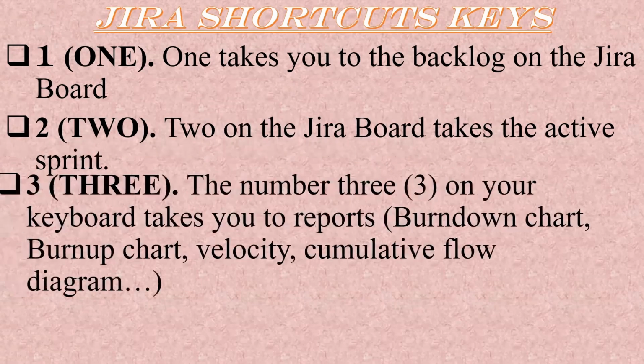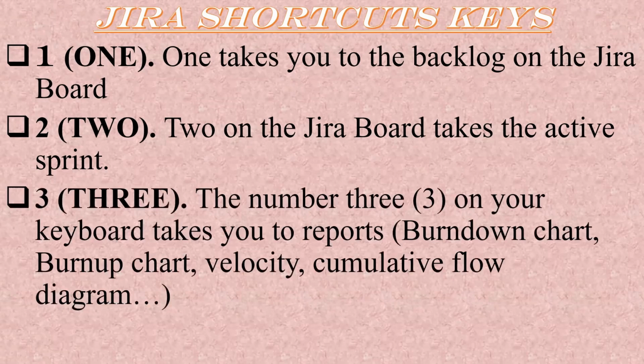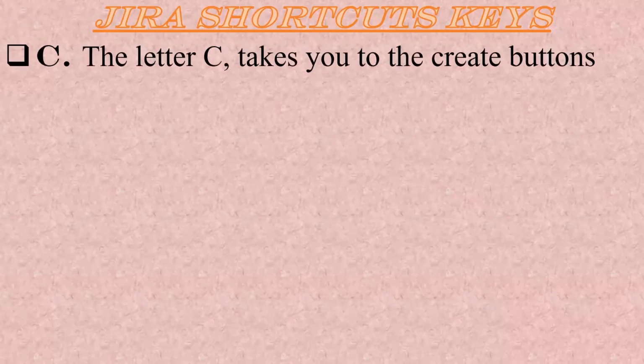The number three on your keyboard takes you to the different reports. As I mentioned, you have your burn down, your burn up, your velocity, your cumulative flow diagram, all those different cool reports, and you can select the ones that you want to navigate to. Also, the letter C takes you straight to the create button. Once you navigate there, you can select the project depending on the structure of your board. You can create an epic, a story, a task, a subtask, or a bug.